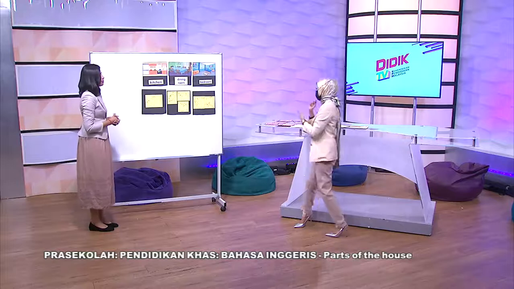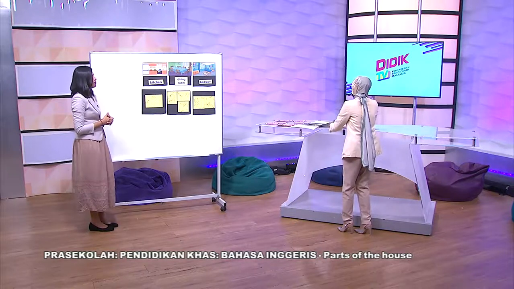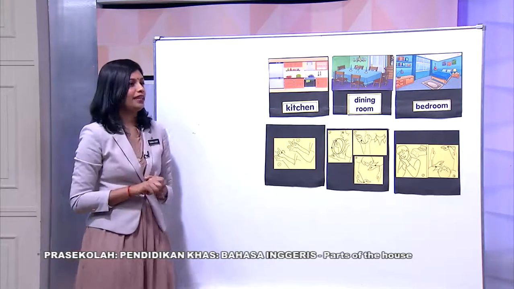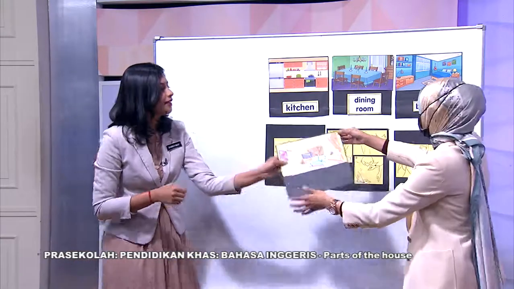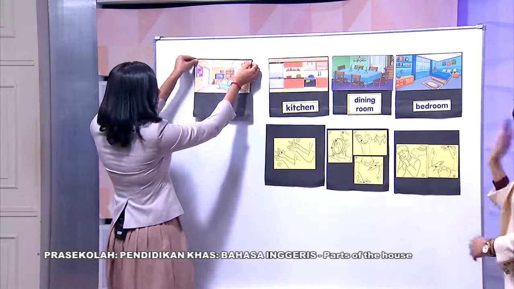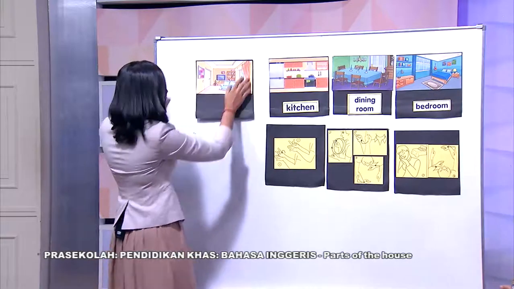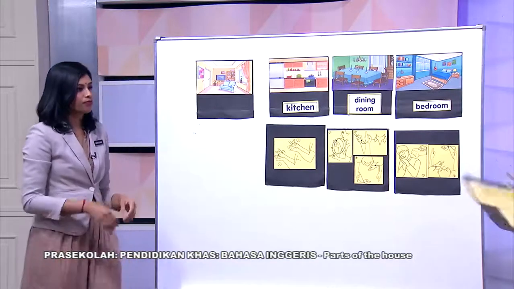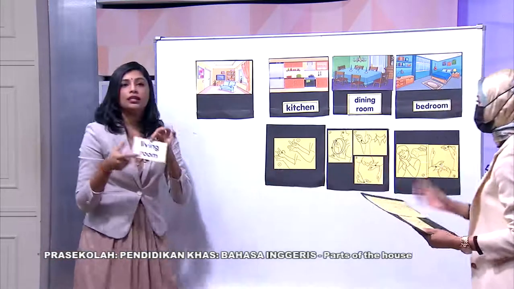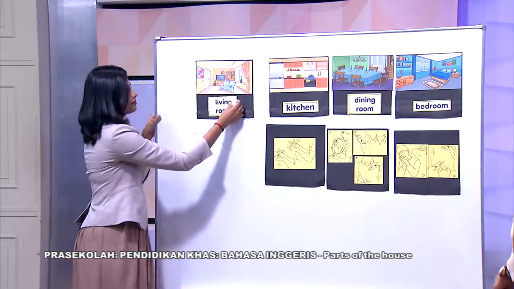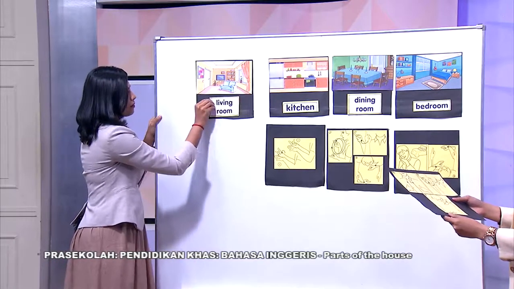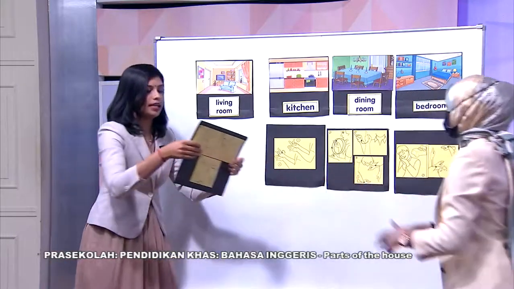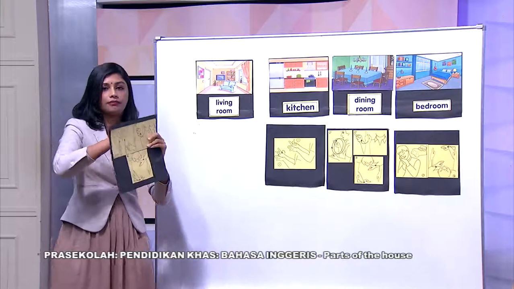Kitchen. Okay. The next picture. Living room. Yay. Alright. Okay. Thank you, teacher, for helping. No problem. Okay. So, this is the spelling. And this is the sign. Okay, this is the sign. We need some tacket here.